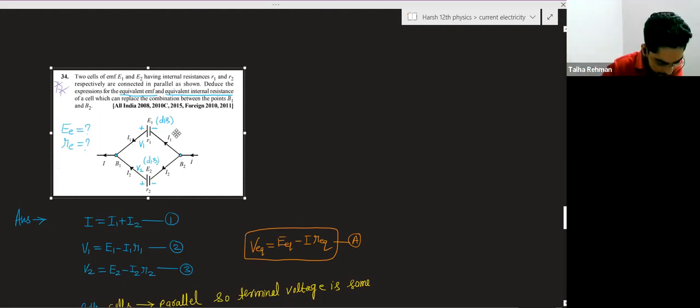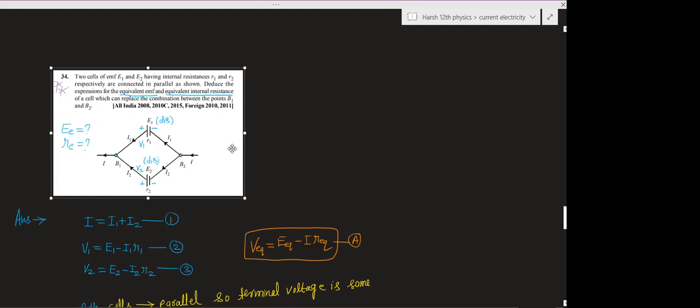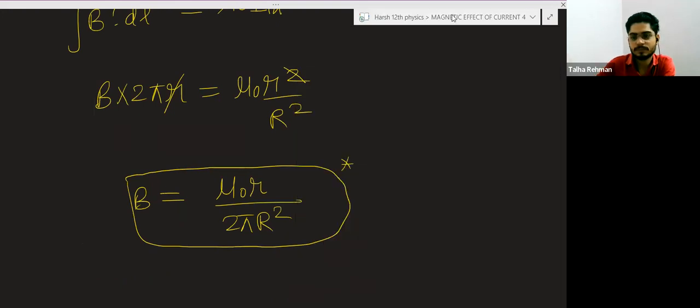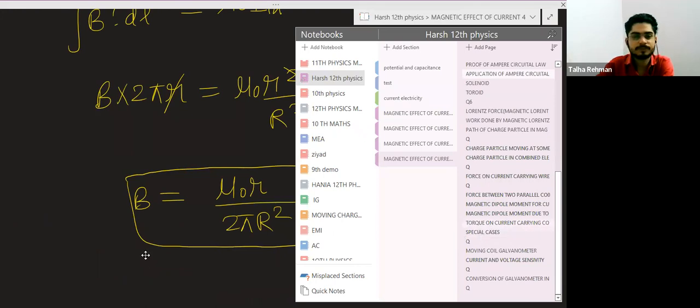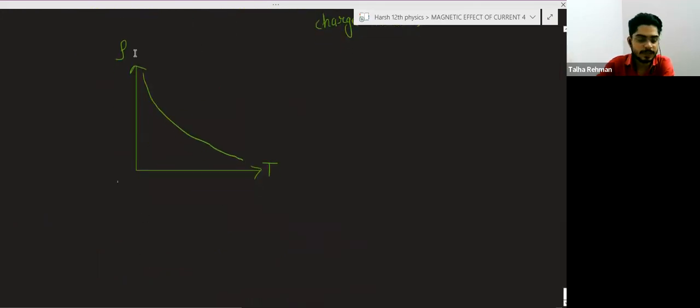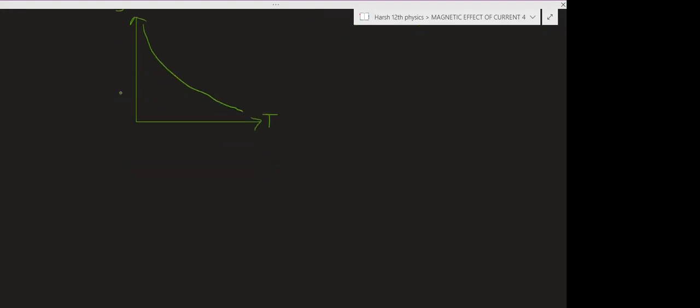Last question. They are saying the storage battery of a car has an EMF of 12 volt. If the internal resistance of the battery is 0.4 ohm, what is the maximum current that can be drawn? Very easy question. Question number 10B.